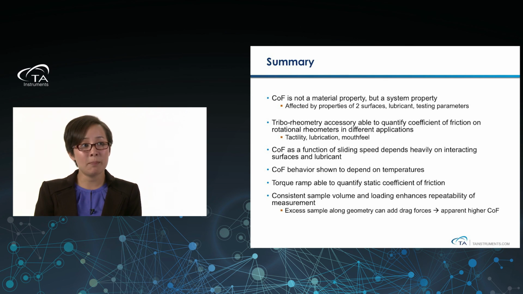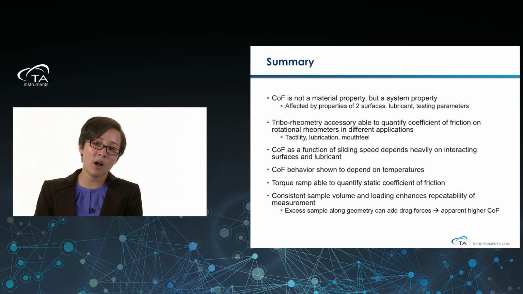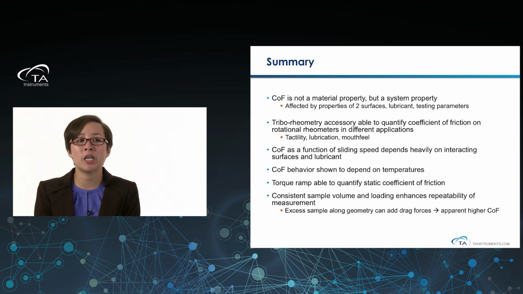It will depend on the temperature, but we also saw that by using a torque ramp, you can quantify the static coefficient of friction with our materials, which is great, and that it is kind of akin to a yield stress type of test. And then lastly, if we have consistent sample volume and loading techniques, we can enhance the repeatability of these measurements. So all of that excess sample around the geometry can add drag forces, which will give a slightly higher apparent coefficient of friction.